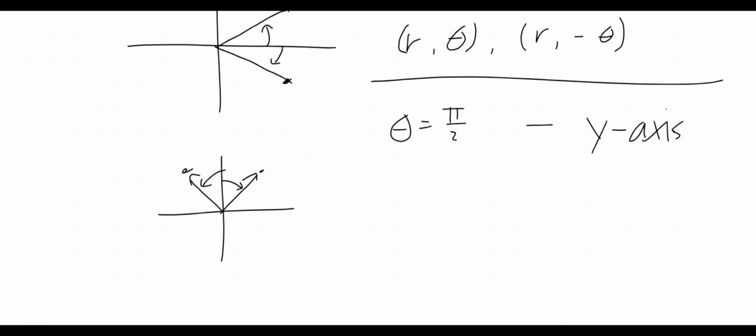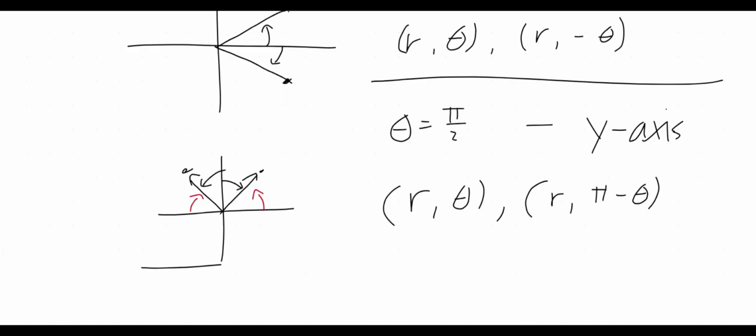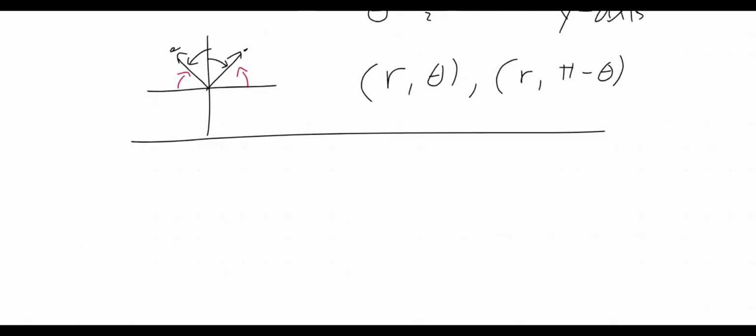In this case, we're going to have an r theta point, but then we're also going to have an r pi minus theta point, because the angle we went through here is also going to be the angle we go through there. So we're using our idea of supplementary angles and how they're related with sine.